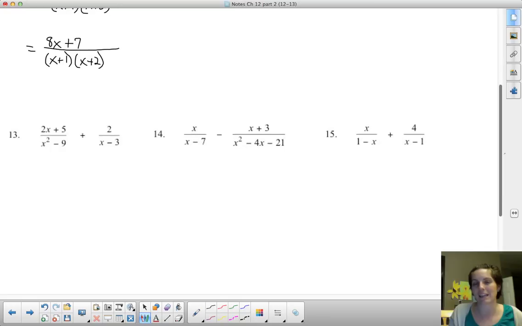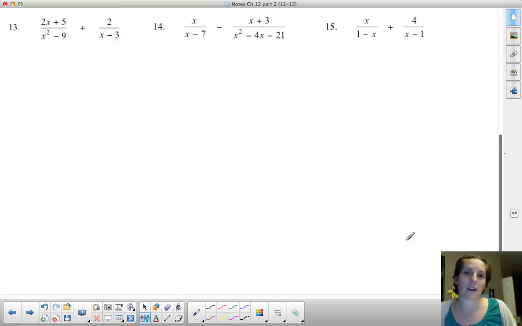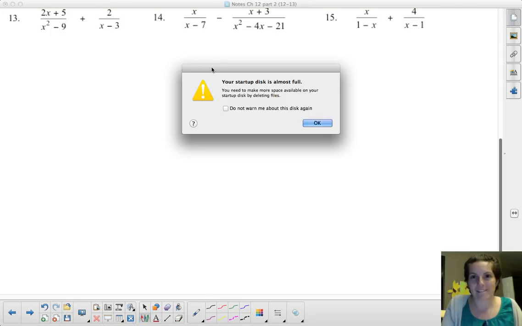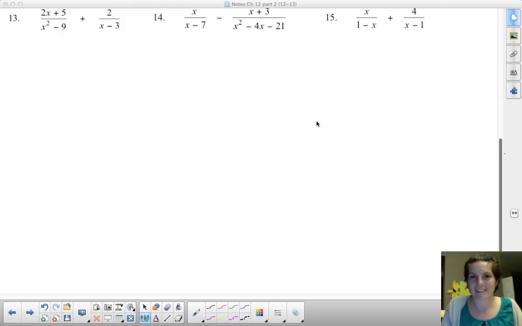Let's go down here to number 14. I chose number 14 for two reasons. The first is that it's a subtraction problem. The second is that in the denominator, to get that common denominator, the first thing we have to do is actually a factoring step. So we go ahead and we say, this is a quantity. And then we need to factor this, the pair of numbers that multiply to negative 21 but add to negative 4. So this denominator is really x minus 7 times x plus 3.